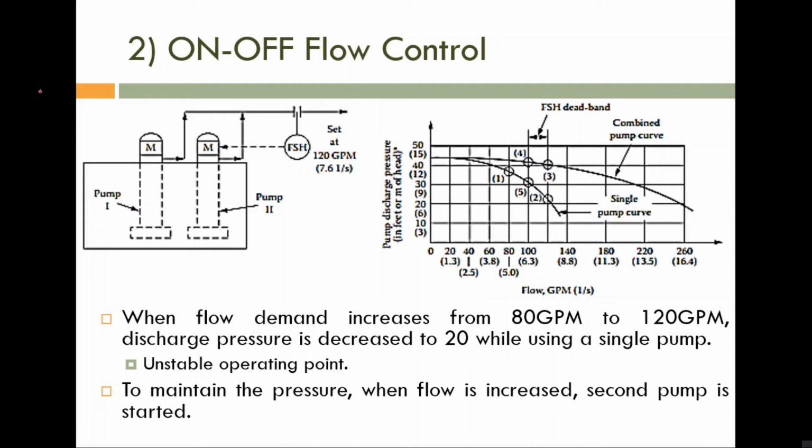This one is an on-off flow controller, but please note that here we are trying to maintain the pressure constant while the demand of flow rate is varying. Even if the demand of flow rate is varying, we have to regulate the pressure, not constant, but maintain the pressure within a particular range. That is our objective.